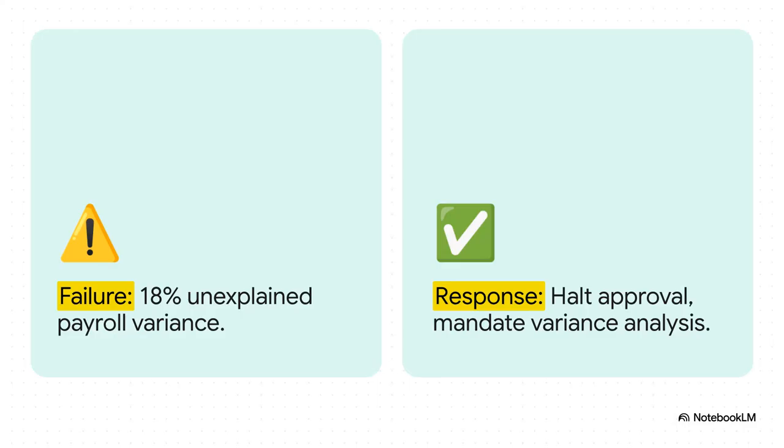You have to halt the approval. Do not release that payroll until every single gross pay increase is matched against an approved HR change authorization, the system rate, and a timesheet. You mandate a fully documented variance analysis for any change from the prior period. It's doing exactly what the framework demands.